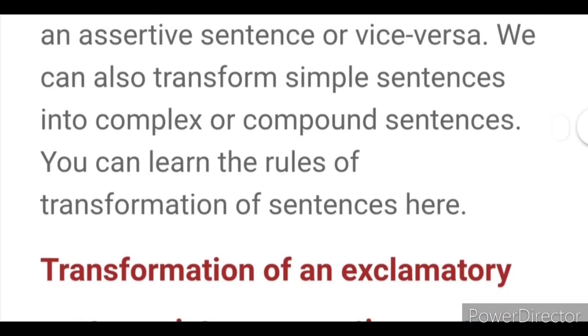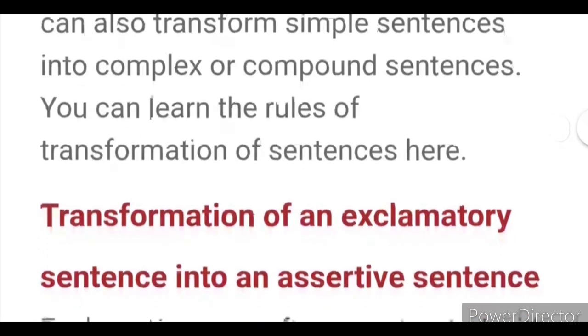We can also transform simple sentences into complex sentence or into compound sentence. Now you must have already done simple sentence, complex sentence and compound sentence in your middle school grammar. You have been taught about these three types of sentences in the grammar exercises which you have done in classes 7 and 8 in particular. So in class 7 and 8, all these things have already been taught to you. So these are nothing new for you. Still, if you see the examples, you will be able to recollect. Now, you can learn the rules of transformation of sentences here. Let's see what it says.